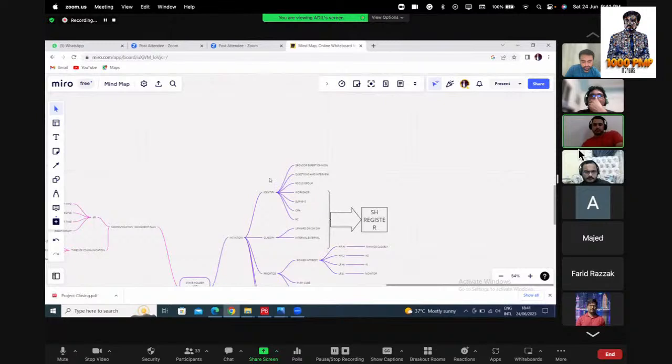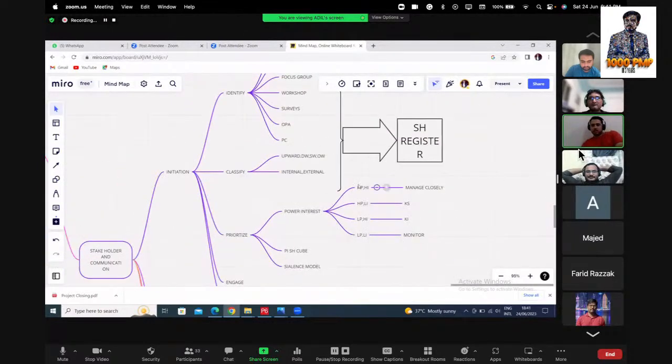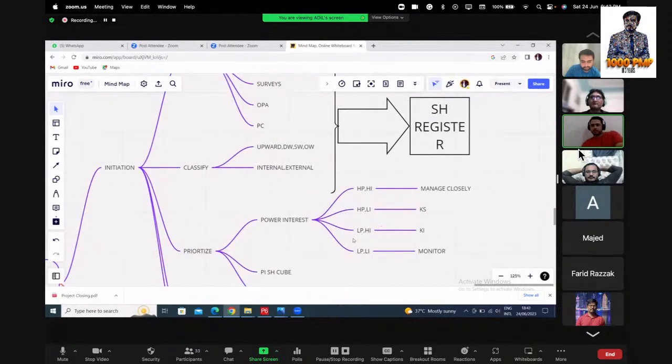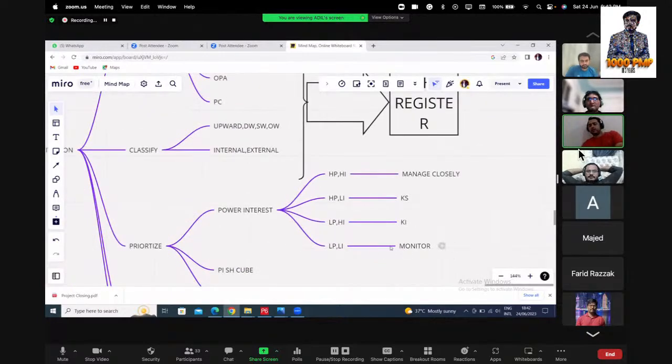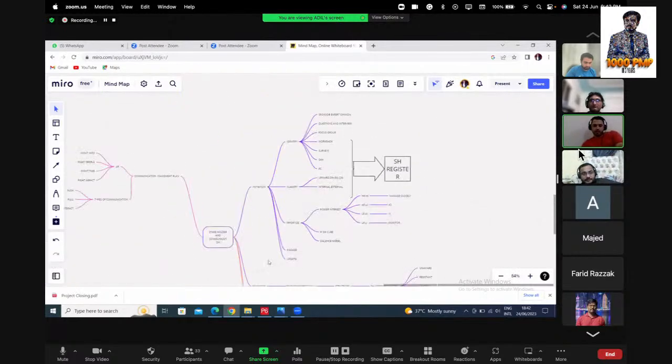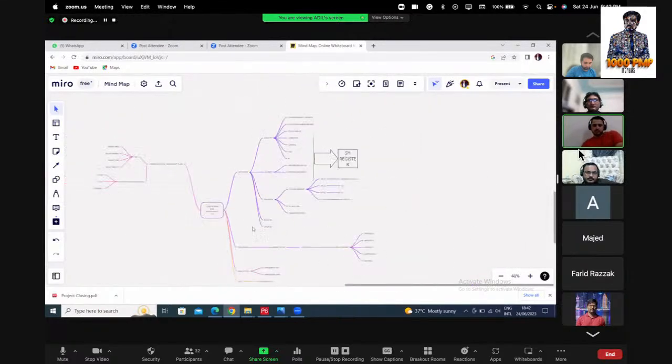And then after this, we have prioritize. It is the power interest grid, salience model, and in this power interest grid: high power, high interest; high power, low interest; low power, high interest; and low power, low interest. Low power, low interest, it is to monitor, like the office boy. Low power, high interest, we have to keep them informed. High power, low interest, we have to keep them satisfied. And high power, high interest, we have to manage closely. And we also have to engage and update in the initiation stage.